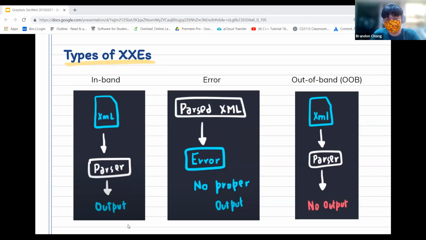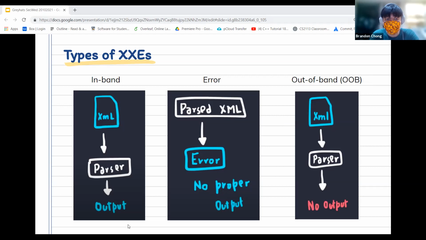There are two other types. Error-based XXEs are similar to a blind XXE. You don't actually see the output. What you do is feed the XML to the parser, and it will return error information. In a way, it's similar to blind SQL injection, where you're working based on the response codes or the information returned from the server side.